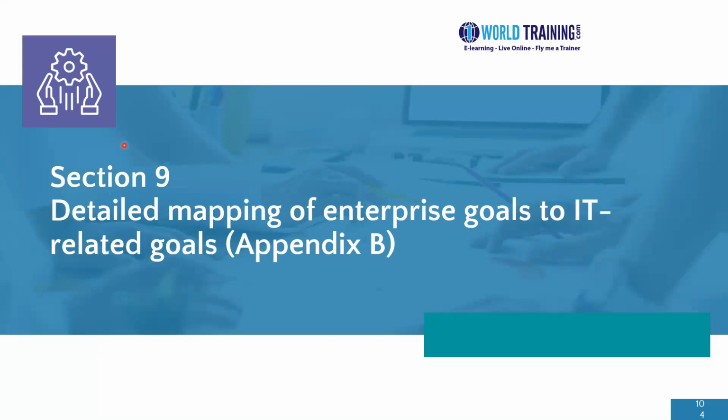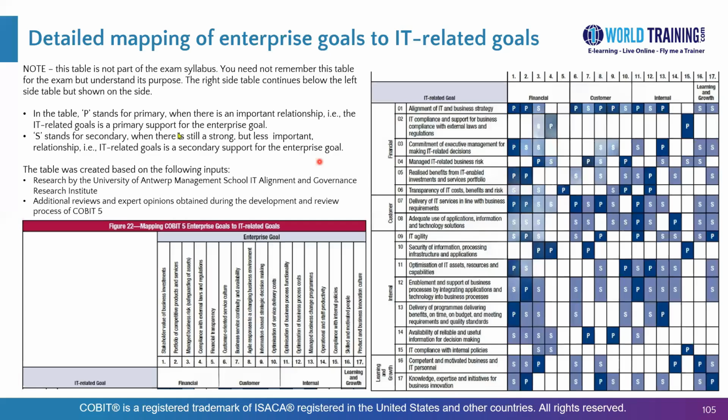And once the stakeholder needs are identified, the next step in the cascade is to translate them to enterprise goals. And then the second cascade is to move from the enterprise goals to the IT-related goals. The third one is to move from IT-related goals to the enabler goals. So we are in the second step of the cascade, detailed mapping of enterprise goals to IT-related goals. So let's see how this works.